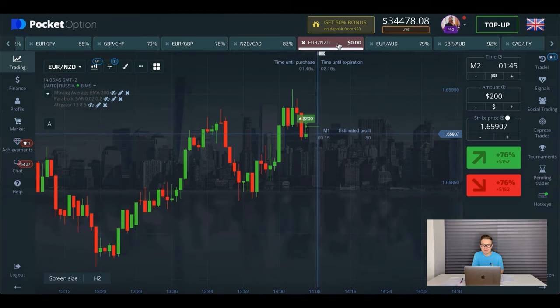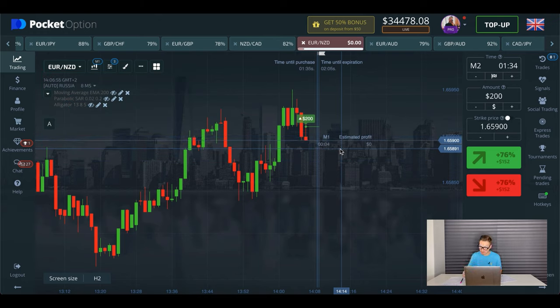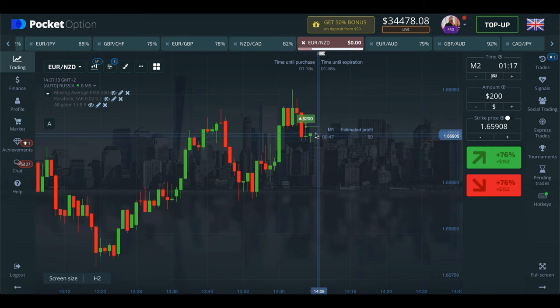Traders, I choose the Euro currency pair. I make a call option. We have a reverse hammer. The upper shadow is long and the lower one is short. Further, the price has gone up.